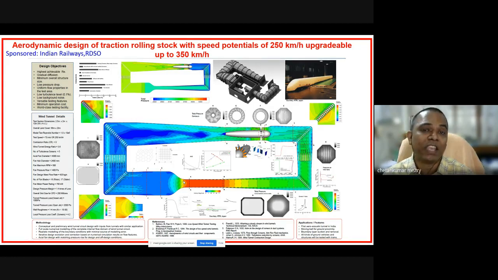So you can see this is a huge tunnel. Let me tell you the dimension: the diameter of this fan you are observing is 4 meters. So you can imagine the size of this tunnel. That kind of design we have done using this CFD tool.